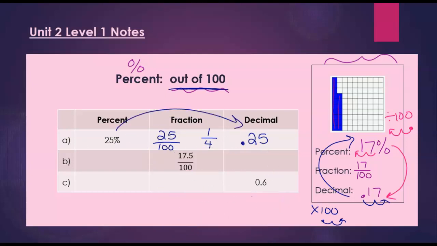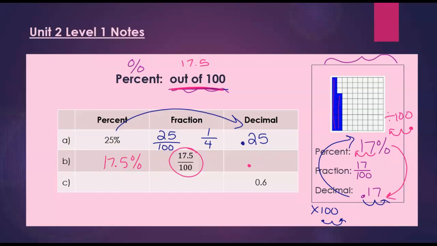Next one, 17.5 out of 100. Well, 17.5 out of 100 is 17.5%. If you divide this out, you get 0.175, or we could have moved the decimal back 2 spots because that's the same as dividing by 100, which is out of 100.